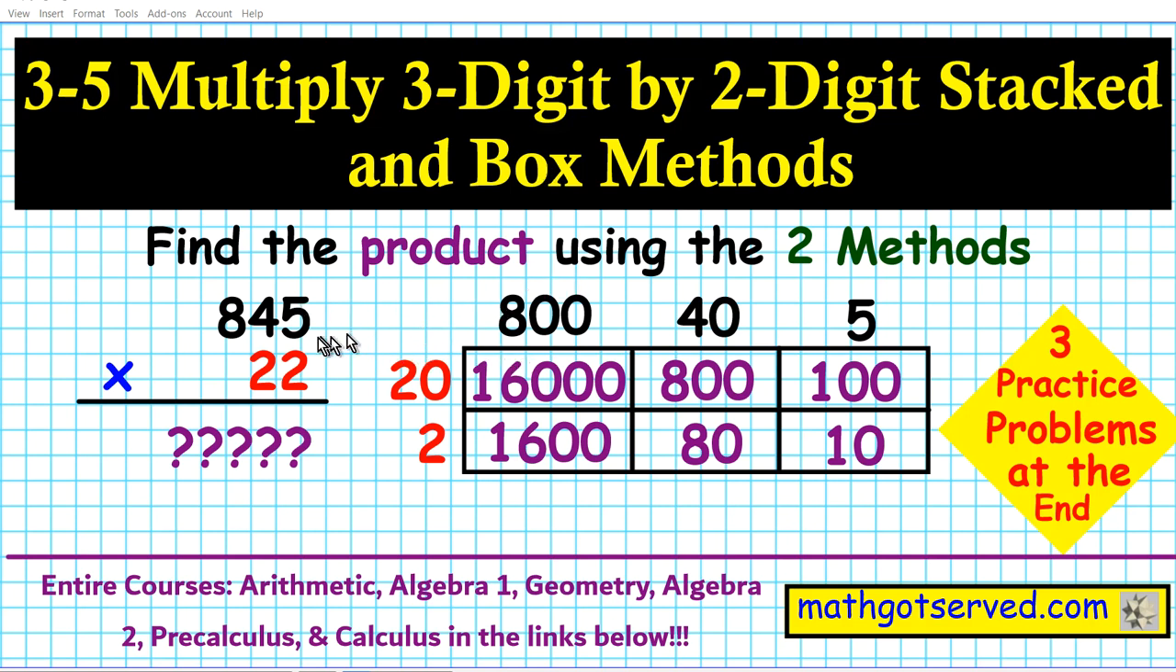Find the product of 845 and 22 using two methods. You can see this standard algorithm configuration and the box or area method configuration here. Don't forget, we have 3 practice problems at the end of this tutorial for you to try out in order to demonstrate mastery of the contents of this presentation.